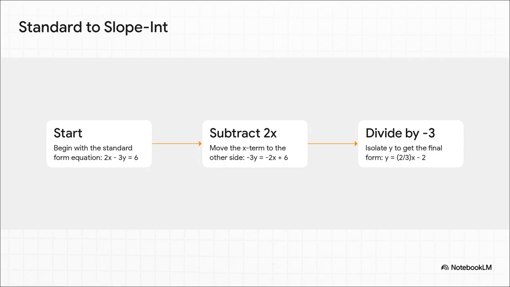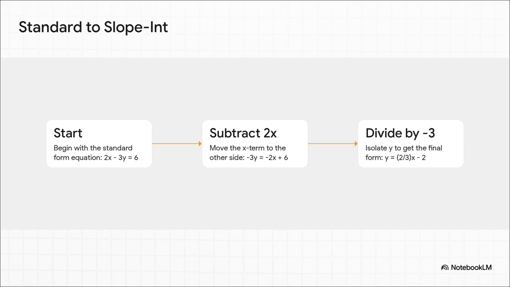First things first, we need to move that x term over. We do that by subtracting 2x from both sides. That leaves us with negative 3y equals negative 2x plus 6. See? Now, to get y totally alone, we just divide by negative 3. And you have to remember, you have to divide every single term by negative 3.